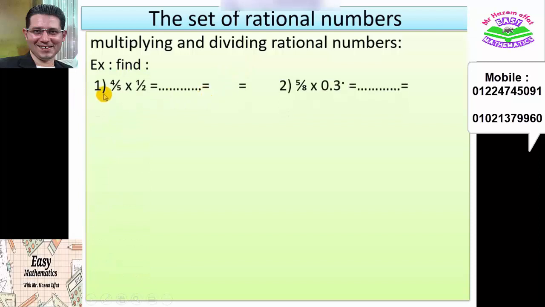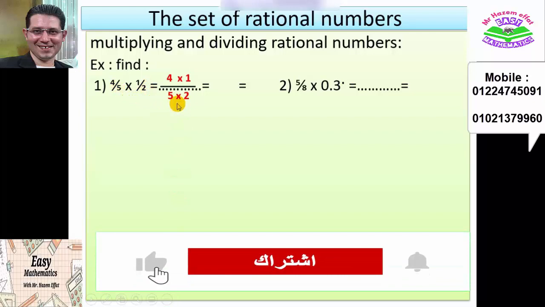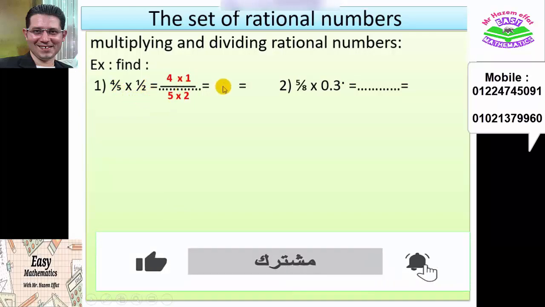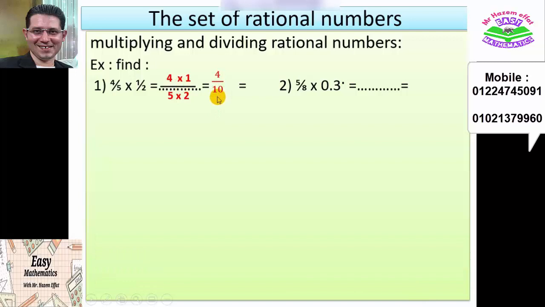In the first exercise, he gave me here 4 over 5 multiplied by half. How do we multiply both fractions by each other? The first time we multiply both numerators, 4 by 1, and multiply both denominators, 5 multiplied by 2. And the result will be equal to 4 over 10. And don't forget to put this fraction in simplest form. It will be equal to 2 over 5 by dividing both of them by 2 or by using your calculator.